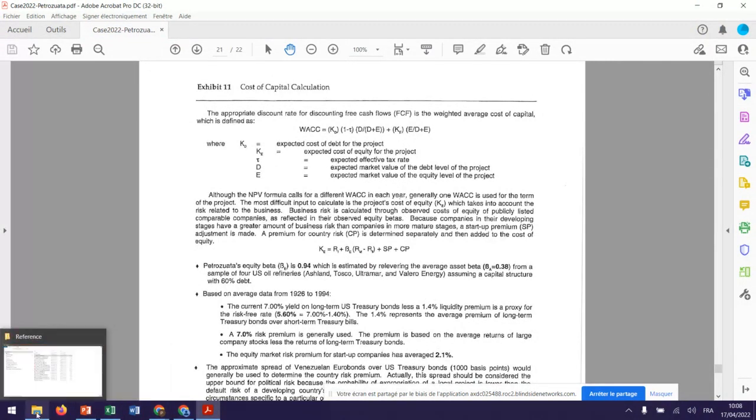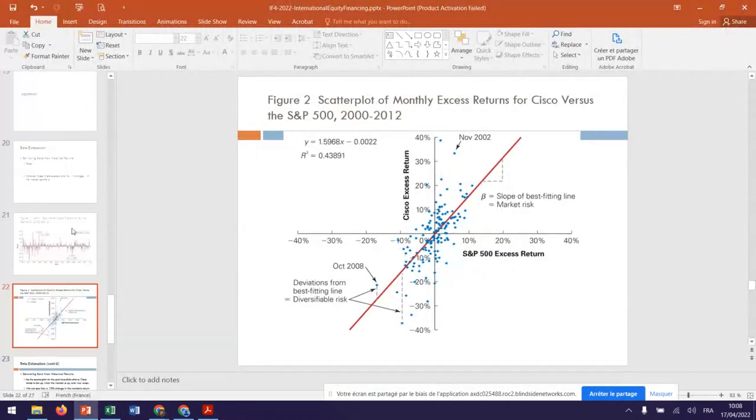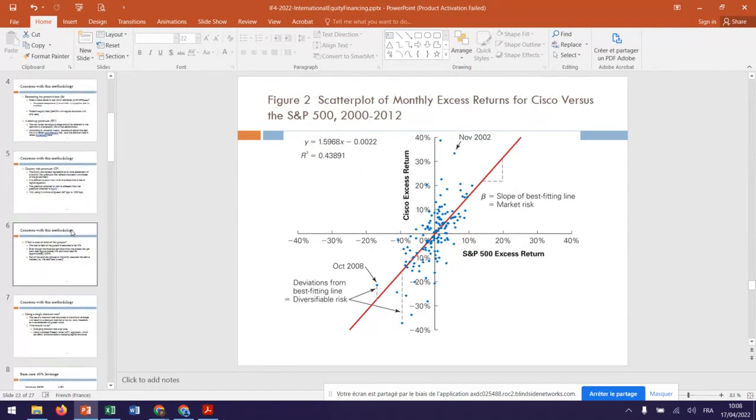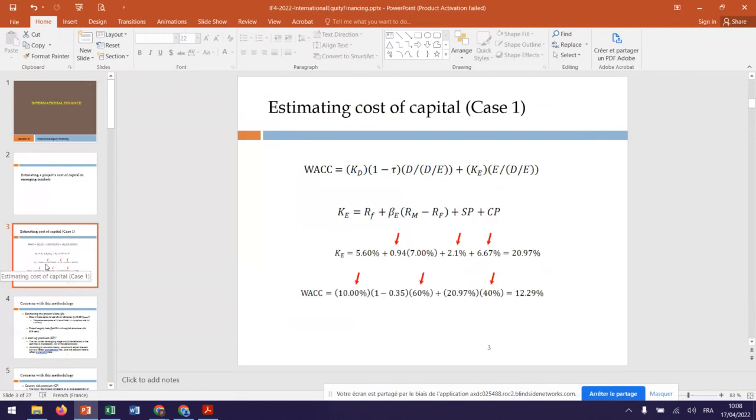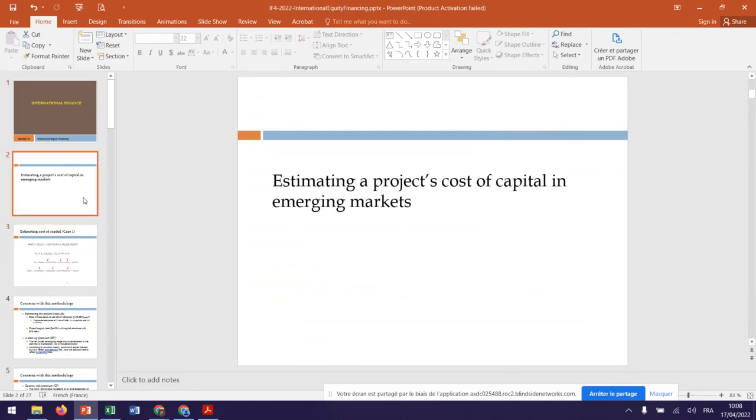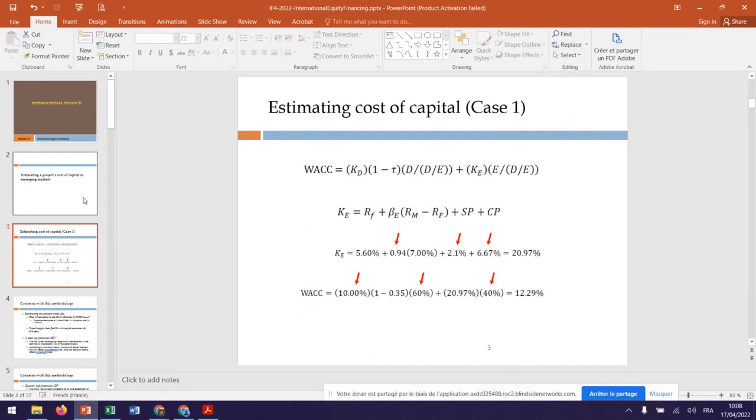Okay, so let's go to my slide. You see my slides on handout number 4, estimating project cost of capital in emerging markets. So they estimate the weighted average cost of capital of a project. Just simply use this WACC formula. In the KE, they use RF plus beta E multiplied by RM minus RF. So basically just simply use the CAPM, plus SP plus CP.